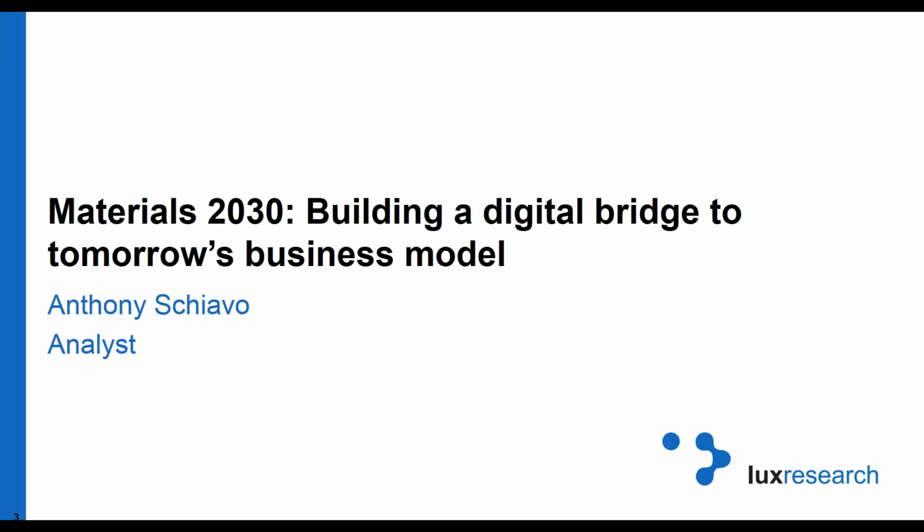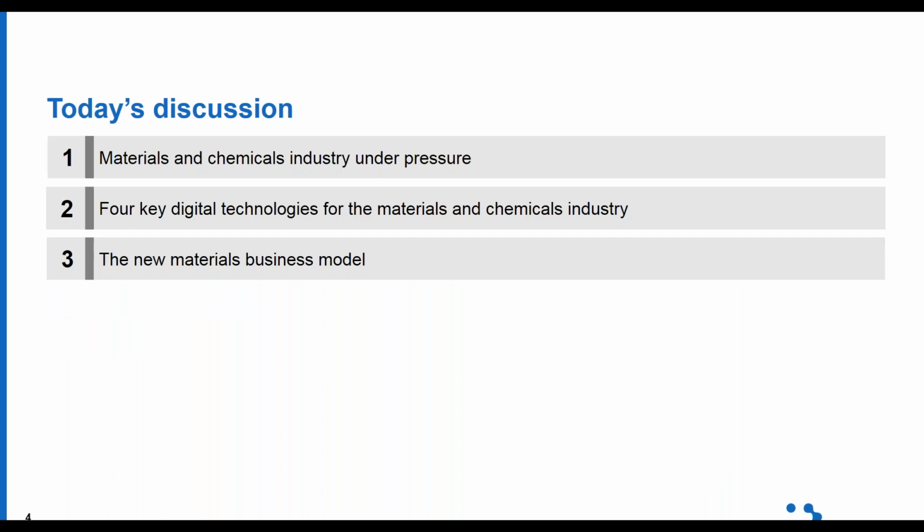So as Kevin mentioned, today we're going to be talking about the future of materials and chemicals, and really how digital tools and technologies will begin to transform the business model. So first, I'd like to talk about the pressure that faces the materials and chemicals industry. Secondly, I want to talk about how 4 key digital technologies can meet those pressures. And then we'll begin to talk about how those can transform the business model. So first, materials and chemicals industry under pressure.